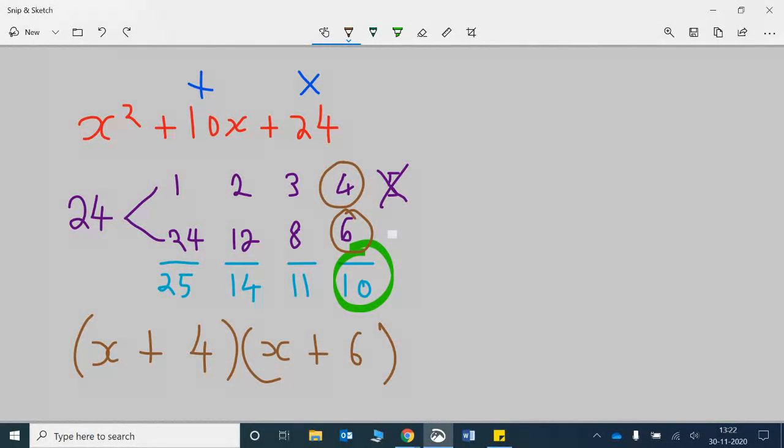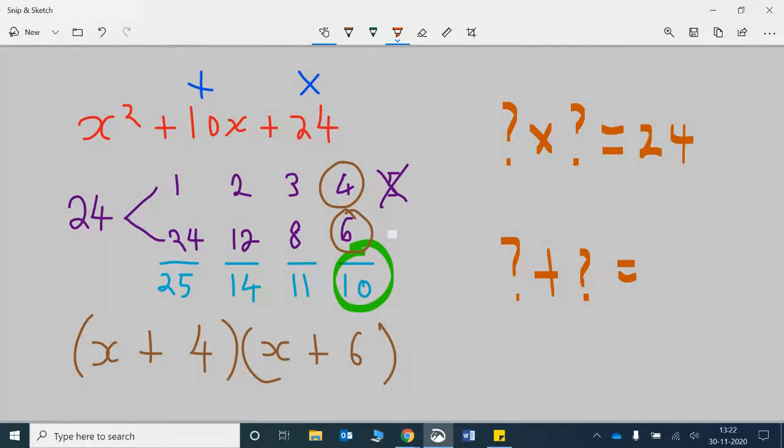Now, previously I've done this by a method where I say two numbers times together to give 24, and they add together to give 10. And obviously some people might be able to do that one really quickly and can do that in their heads, but that relies on you knowing your times tables well. If you don't know your times tables as well, then this method here is worth learning.